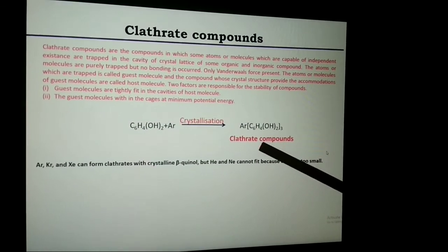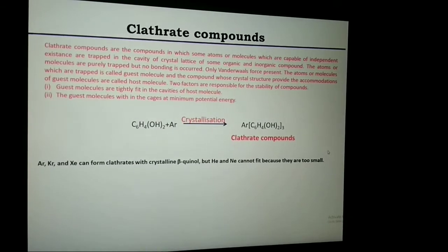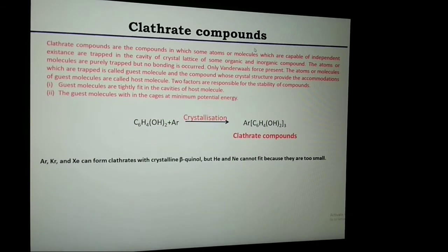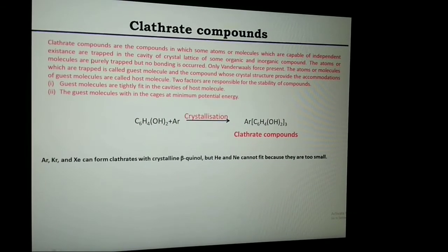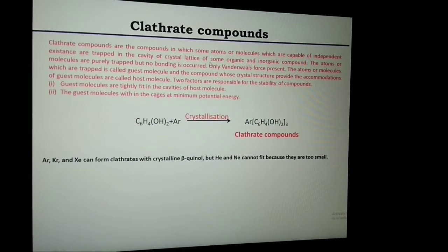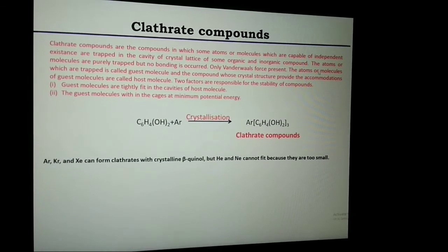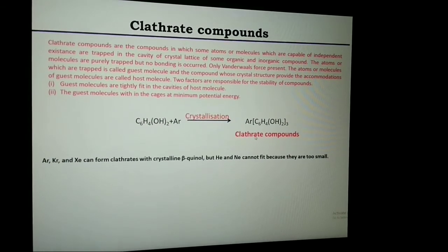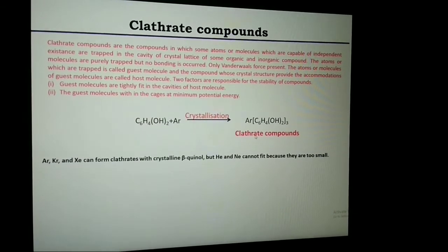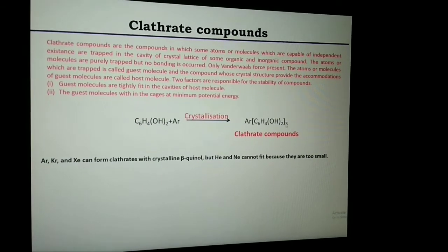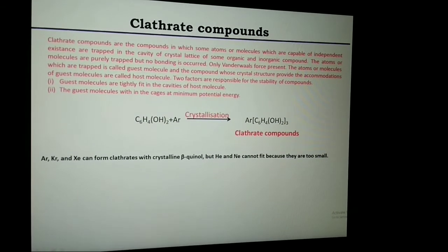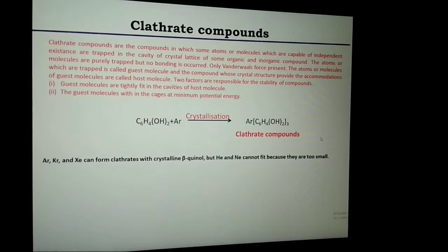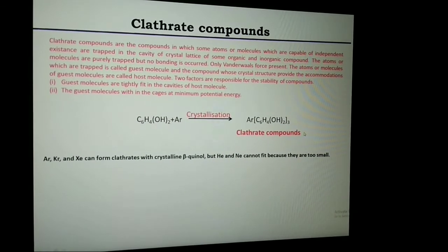So what is a clathrate compound? The clathrate compounds are compounds in which some atoms or molecules which are capable of independent existence are trapped in the cavity of the crystal lattice of some organic or inorganic compound. The atoms or molecules are purely trapped, but no bonding occurs. Only van der Waals interaction is present. The atoms or molecules which are trapped are called guest molecules, and the compound whose crystal structure provides the accommodation of guest molecules is called the host molecule.